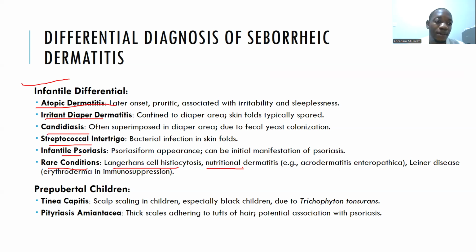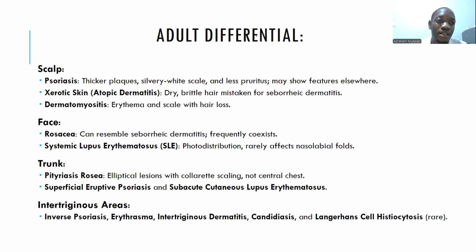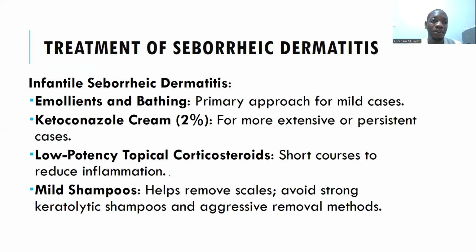That is in infantile. So if it occurs in prepubertal children, you can think about things like tinea corporis, tinea capitis, especially if you have an adherent scale following the hair follicles, and it can either be due to seborrheic dermatitis or even psoriasis. If it is the scalp, you can think about psoriasis. In an adult, xerotic skin, that's atopic dermatitis, dermatomyositis. You can think about rosacea, SLE, if it is on the trunk, pityriasis rosea, and the rest. So these all are differentials to think about if you have a patient with seborrheic dermatitis.